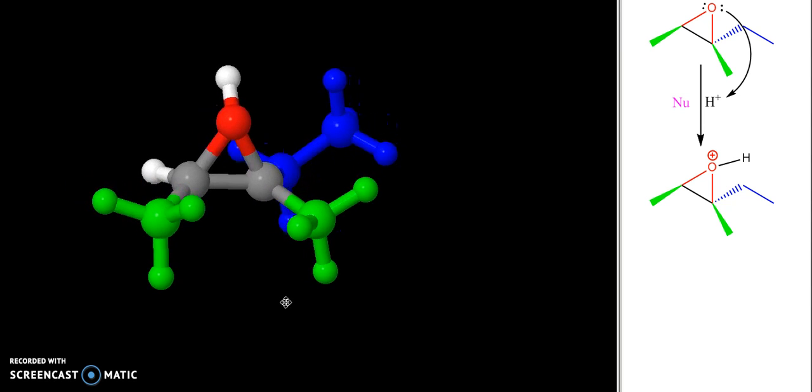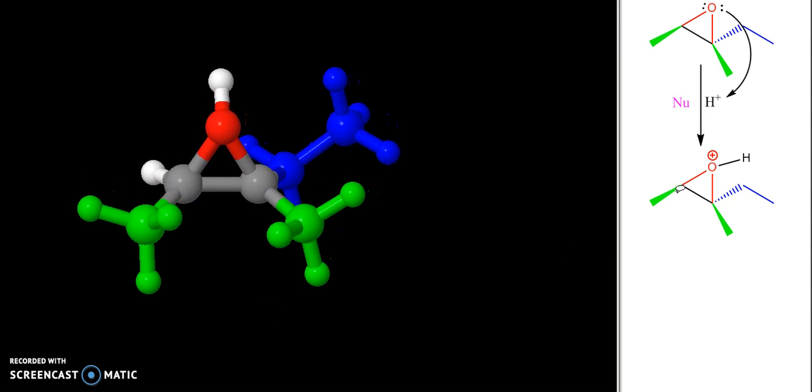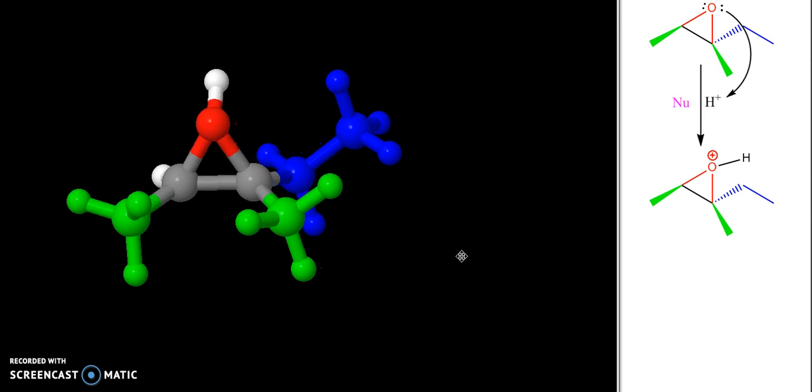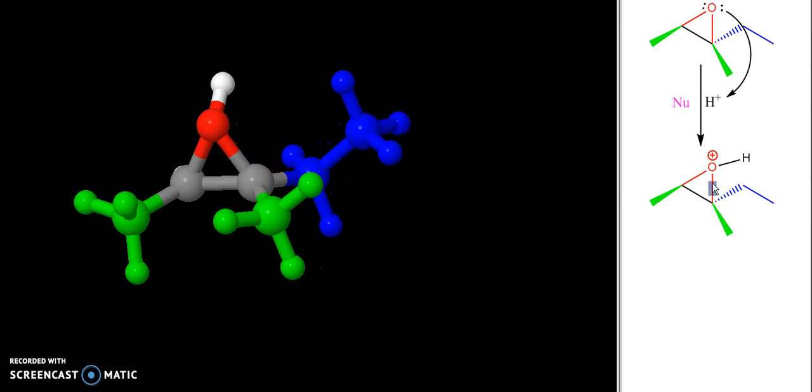And what we need to decide is which of these two carbons it's going to pull more electrons away from. And what you'll notice is that this carbon has one other substituent on it, a methyl group, whereas this carbon has two other substituents on it. The more substituted carbon is going to be able to better stabilize a positive charge. So the electrons in this bond are going to be pulled towards the oxygen more, and more positive charge will build up on this carbon.